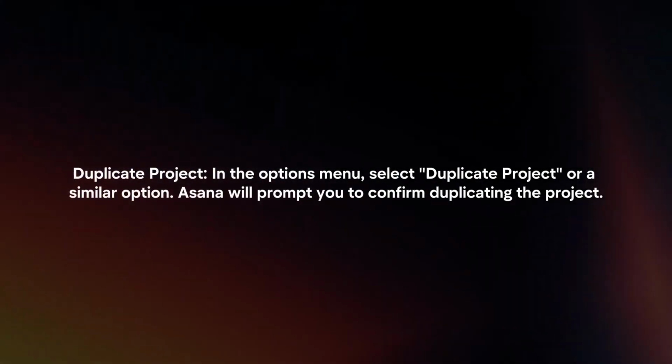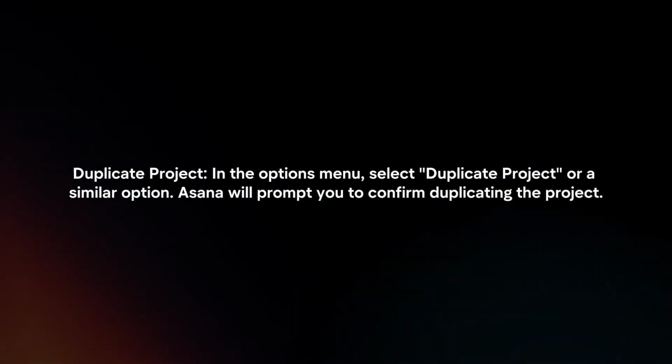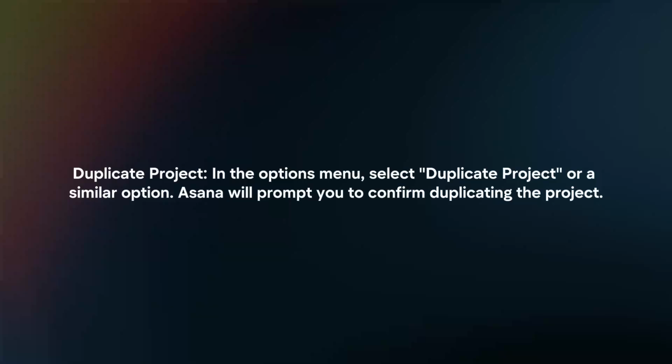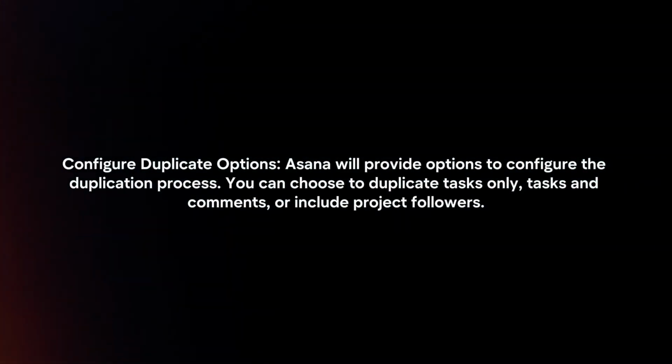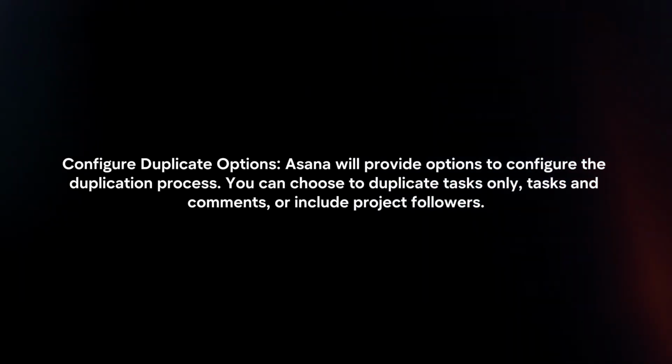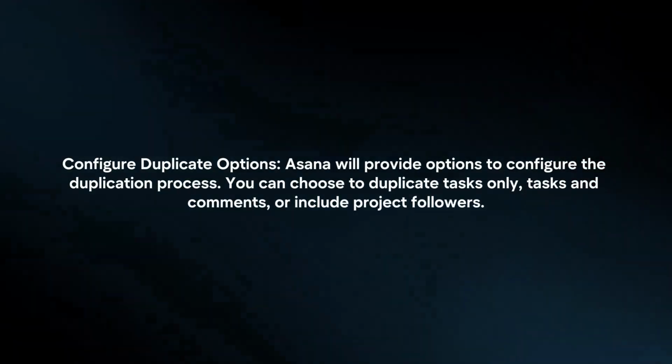Duplicate Project. In the Options menu, select Duplicate Project or a similar option. Asana will prompt you to confirm duplicating the project. Configure duplicate options. Asana will provide options to configure the duplication process. You can choose to duplicate tasks only, tasks and comments, or include project followers.